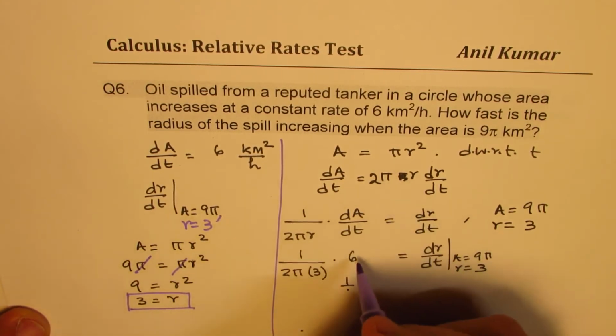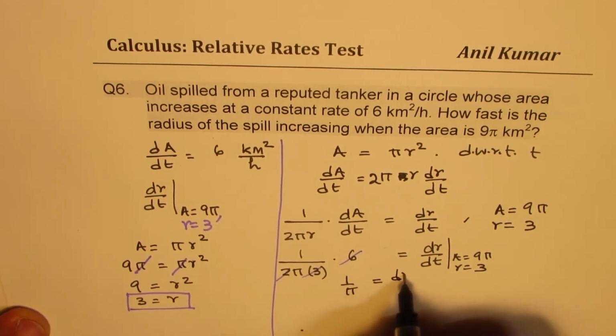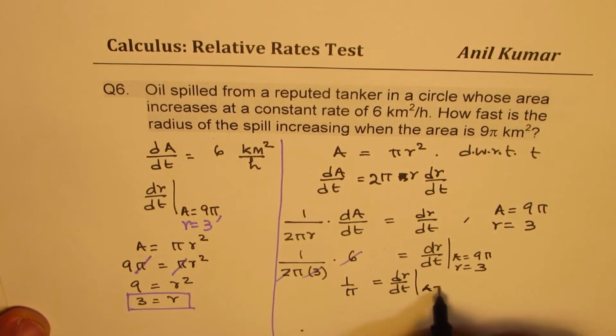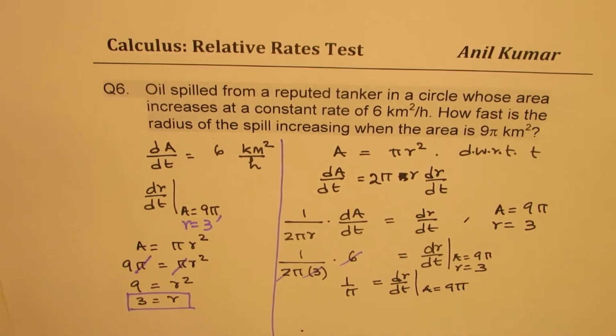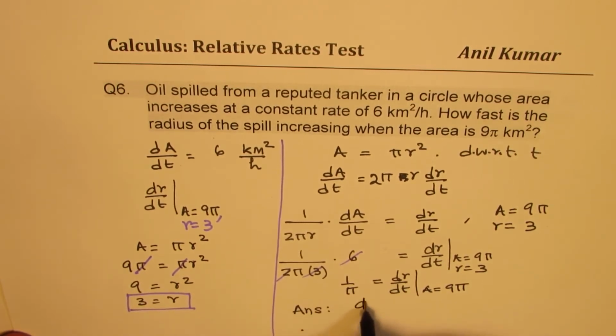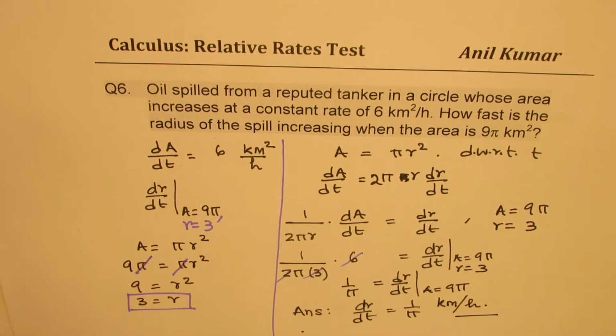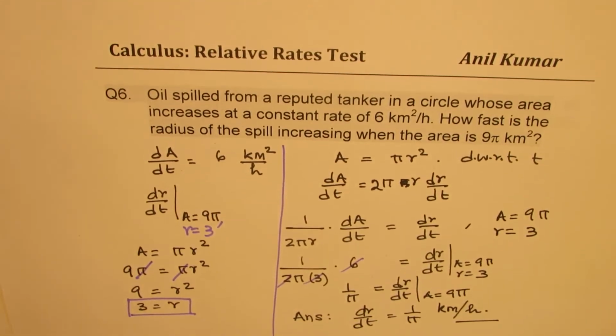So let me just cancel this. 6, 3 times 2. So we get 1 over pi equals dr/dt at area equals 9 pi. Correct? So that is how we are going to find the answer, right? That is our answer: the rate of change of radius dr/dt is equal to 1 over pi. Now radius is in kilometers and time is in hours, so it is kilometers per hour. Perfect. So that is how you're going to solve it. Let's move on and take up the next application question.